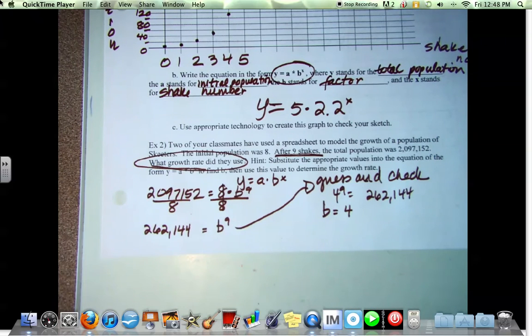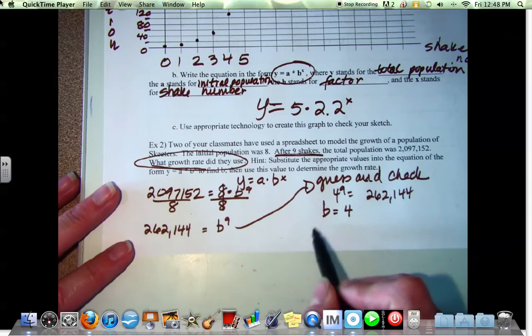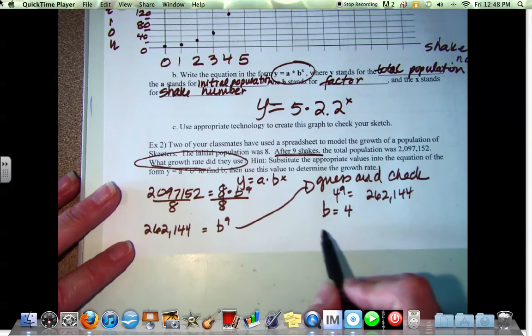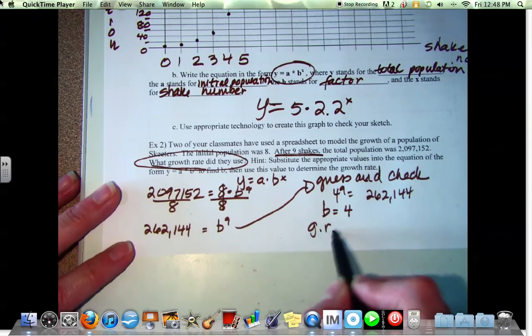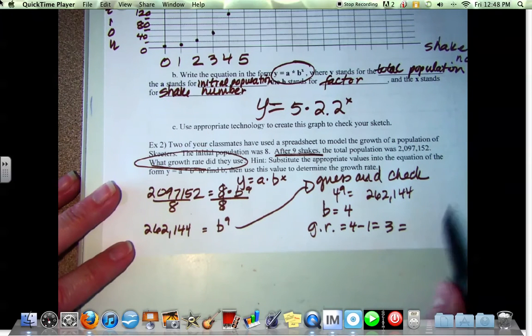I'm asked to find the growth rate. So what's the relationship between the growth rate and the factor? The factor is 1 more. So the growth rate, it's 5. No, it's 1 less. It'd be 3. Oh. It would be 3, which is what percentage? Oh, I thought we were adding percent. Yeah.